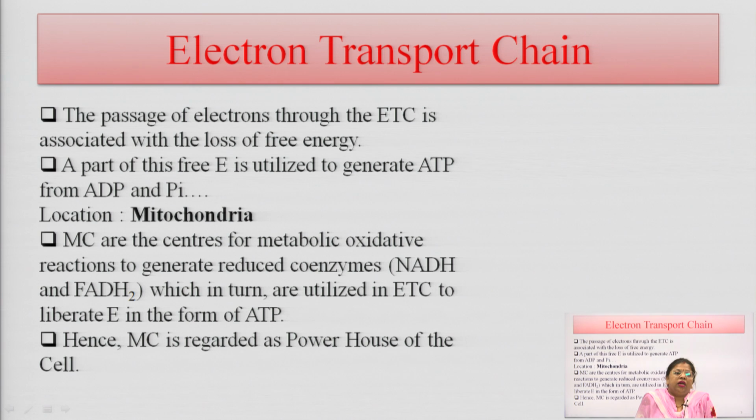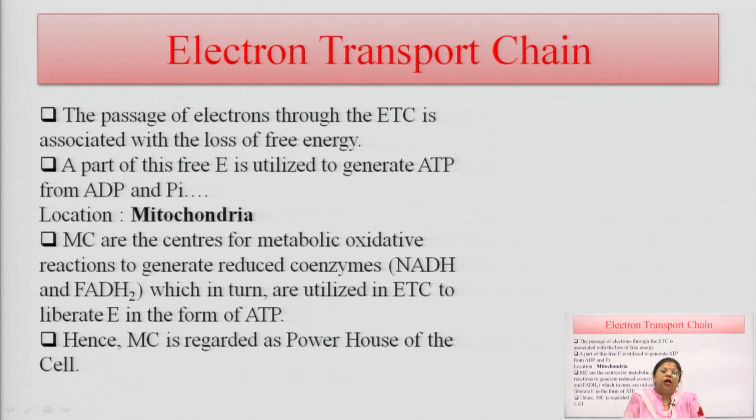What is the main passage of electrons? The passage of electrons through the electron transport chain is generally associated with the loss of free energy, because the disintegration of larger molecules like carbohydrates, fatty acids, amino acids, proteins, and nucleic acids, which have high energy, and breakage of the larger bonds into smaller bonds gives free energy.